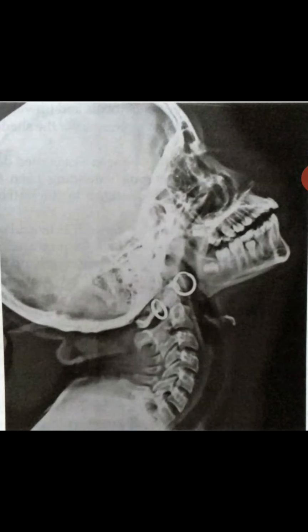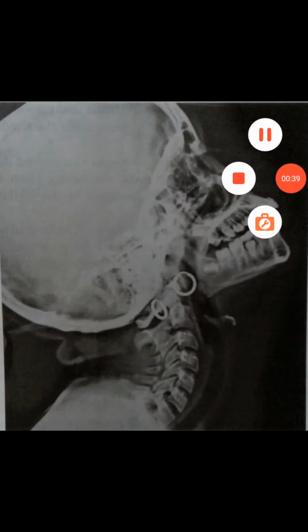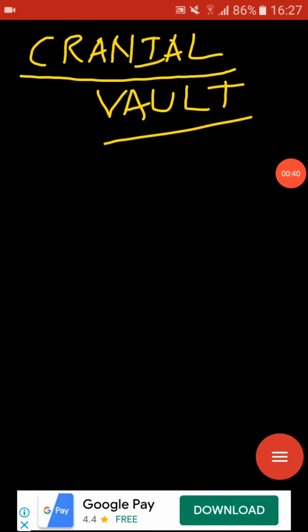So this picture shows the lateral view of skull. So this lateral view provides an overview of the entire skull, and this X-ray is studied systematically as cranial vault, base of the skull and cervical vertebra. So the first is cranial vault.